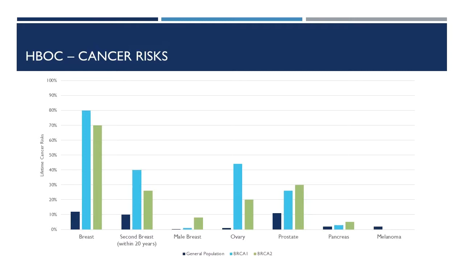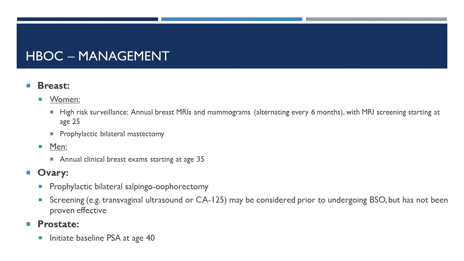A diagnosis of hereditary breast and ovarian cancer syndrome comes with several recommendations for cancer risk management. Women are recommended to undergo high-risk breast screening beginning at age 25 and can consider prophylactic mastectomy. They can also consider prophylactic surgery to remove their ovaries and fallopian tubes, or can consider screening via ultrasounds and CA-125 serum. However, ovarian cancer screening through these methods has not proven to significantly decrease mortality from ovarian cancer.